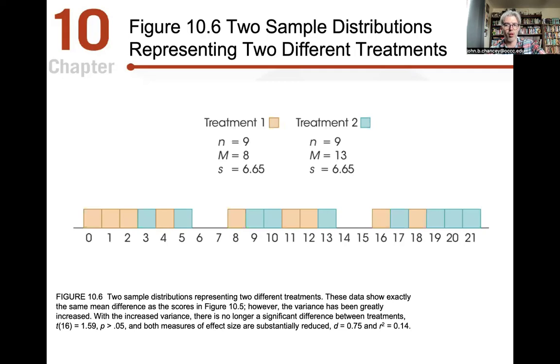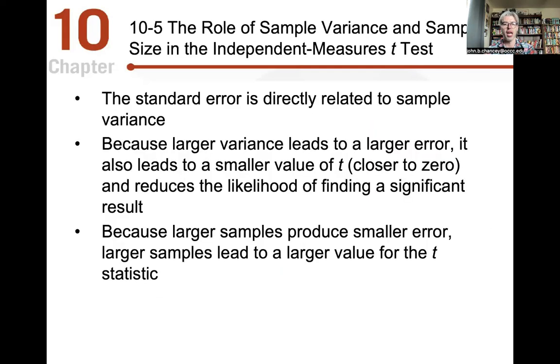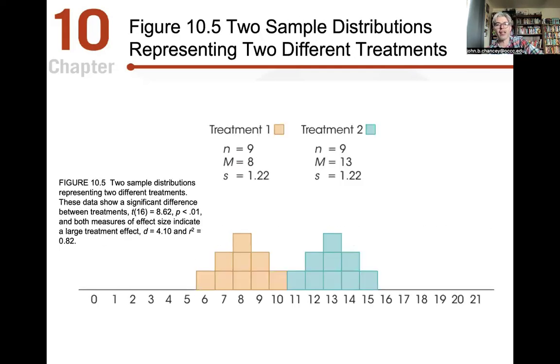And here's another example. The two sample distributions represent different treatments. So we have treatment one, treatment two. They have the same sample size, but different means, of course. They show exactly the same mean difference as the previous example, 10.5. However, the variance has been greatly increased. With increased variance, there's no longer a significant difference between the treatments. So when we increase the variance, that's just showing you again what variance does to the likelihood of finding a significant result.